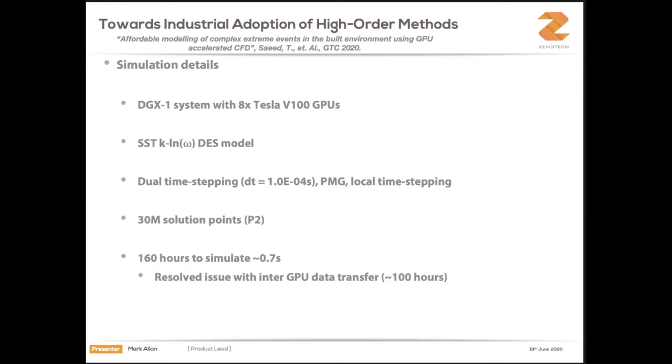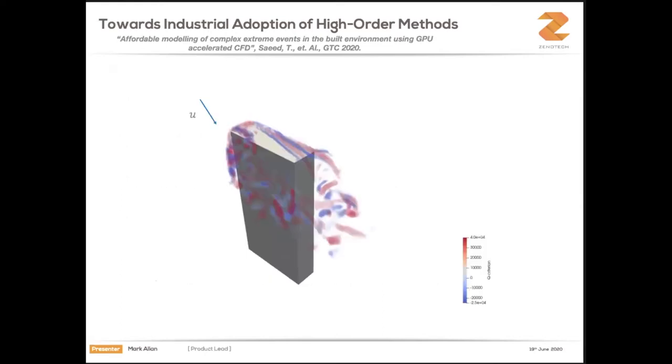This simulation took us around 160 hours to simulate 0.7 seconds, which clearly wasn't going to be enough to pick up these kind of extreme events. We did have an inter-GPU data transfer issue, so that's down to about 100 hours now. But in any case, it was going to be far, far too expensive to model these extreme events.